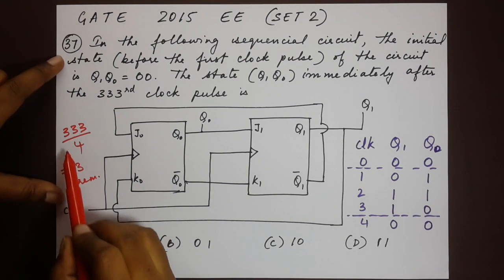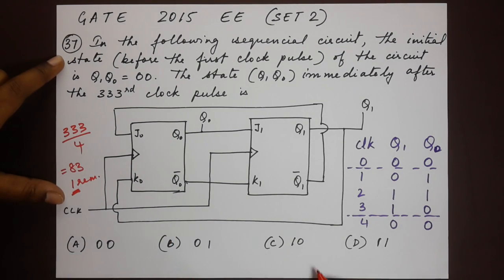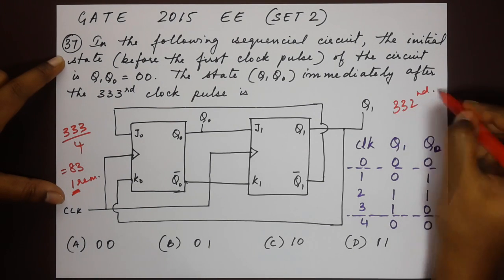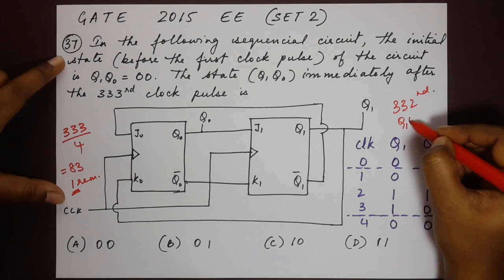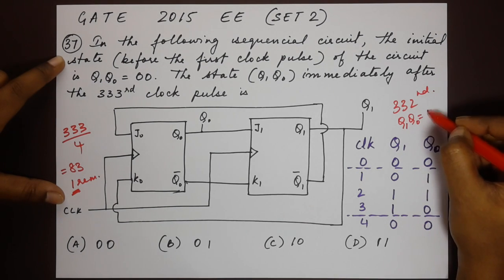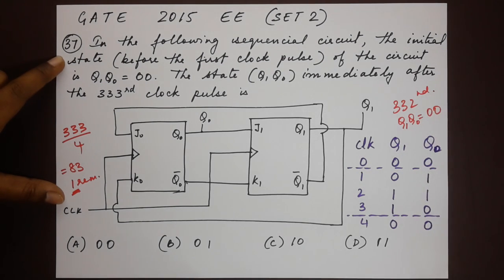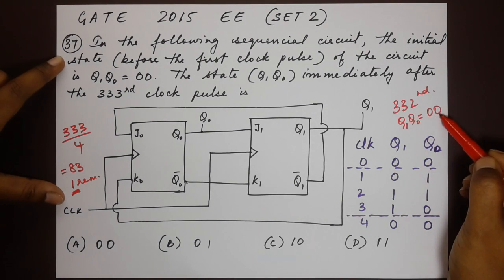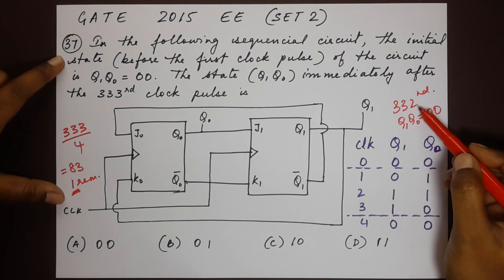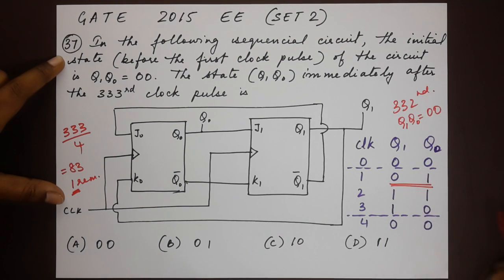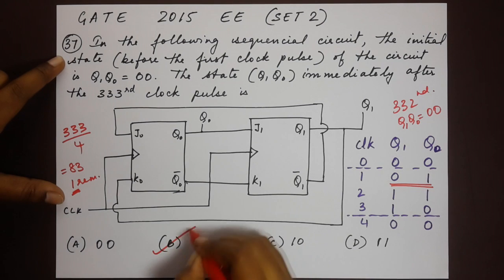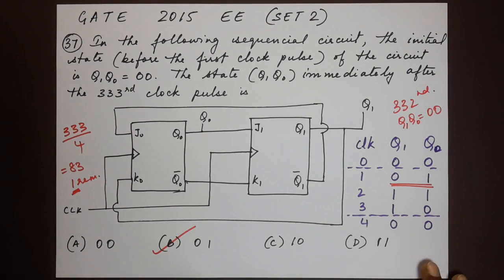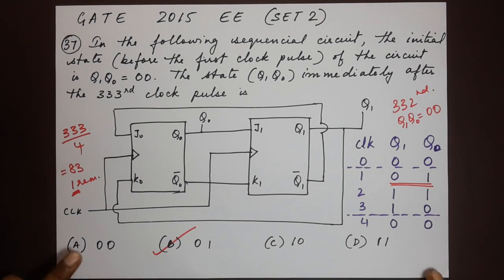That means that for the 332nd state, the state of Q1 Q0 is 0 0. So for 332 it is 0 0. That means for 333 it is the next state, 0 1. So the answer here is B. Well, this is the explanation and I hope it has helped.